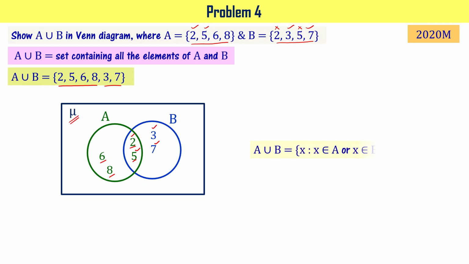This can also be written in set builder form as A union B is a set of elements x such that x belongs to A or x belongs to B. As you see here, 2 belongs to A, 5 belongs to A, 6 belongs to A, 8 belongs to A, 3 belongs to B, and 7 belongs to B, right? A union B is a set of elements x such that x belongs to A or x belongs to B. Here or is important.